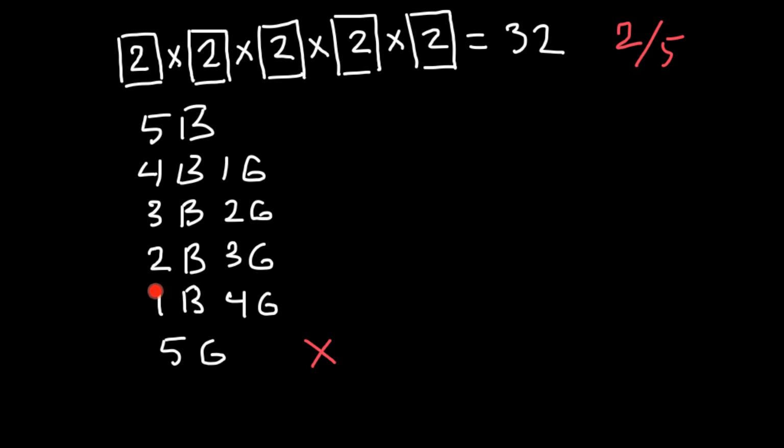And let's take a look at this variant when we would have 1 boy and 4 girls. Is it possible that two of the children would have this genetic disorder? And also we have to exclude this variant because we have only one boy here, and we are looking for two children with this genetic disorder in such a litter.